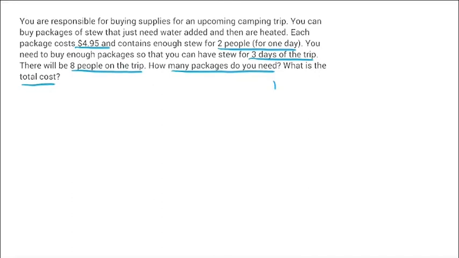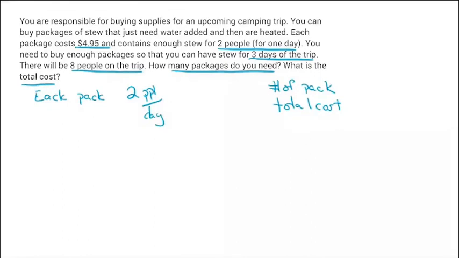So I need to know number of packages and my total cost. The stuff I know is each package is good for 2 people per day, and each package is $4.95. I know there are 3 days. There are 8 people. So what I'm going to do first is figure out the number of packages. And the way I'm going to figure out the number of packages is figure out the number of people days I have.